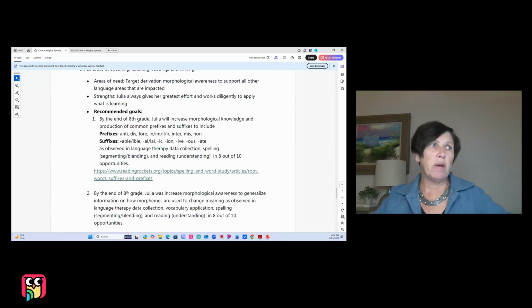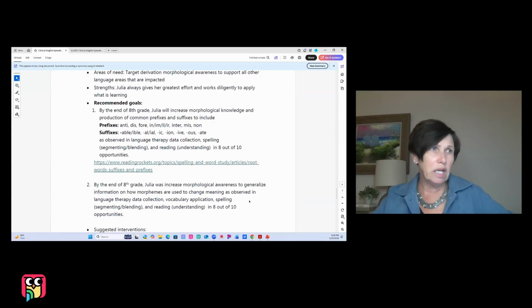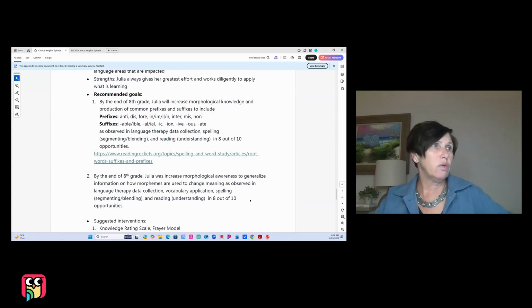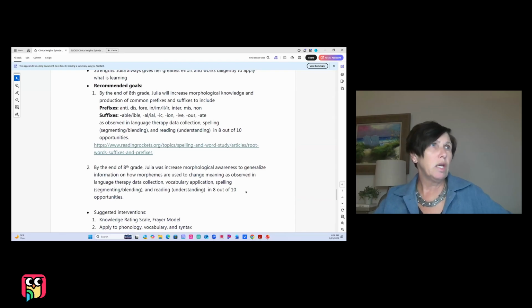And then the next goal is by the end of 8th grade, she'll increase morphological awareness to generalize information on how morphemes are used to change the meaning as observed in language therapy data collection, vocabulary application, spelling, and reading. So those are our main goals for her.